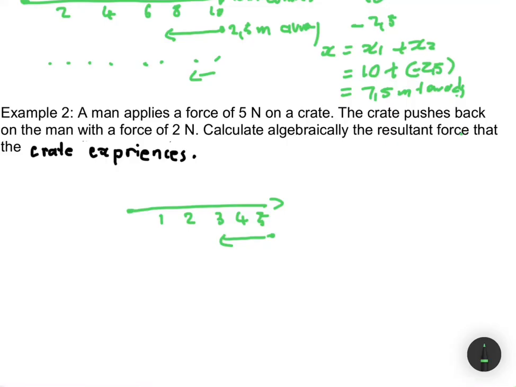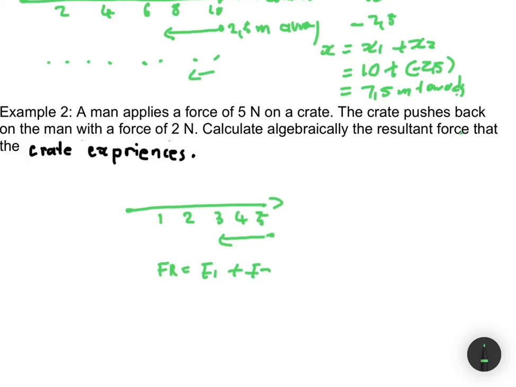So if we do that, we're going to have Fr, the resultant force, being equal to F1 plus F2, right? Now we have to decide on the direction. So let's take the direction the man is pushing towards as positive, and the direction the box is pushing back on the man as negative, right?